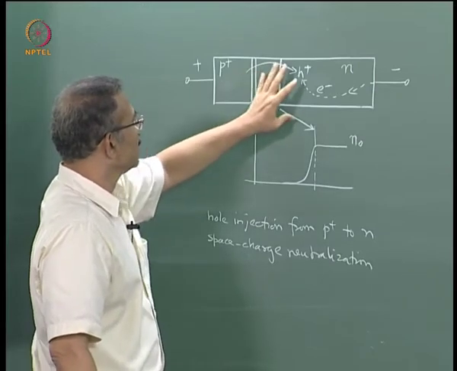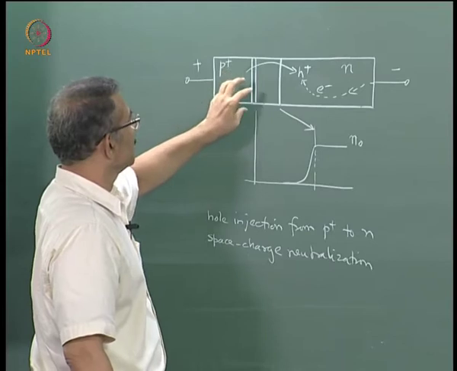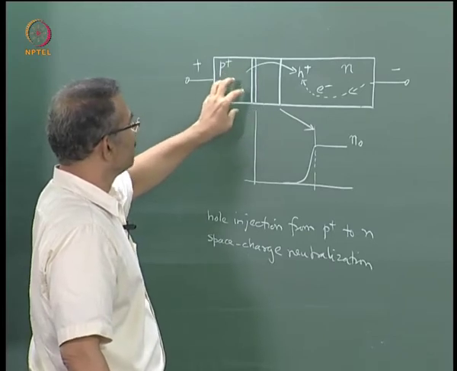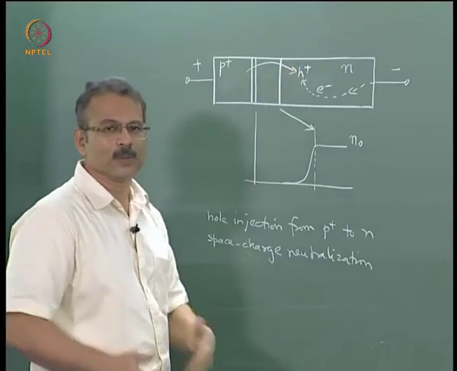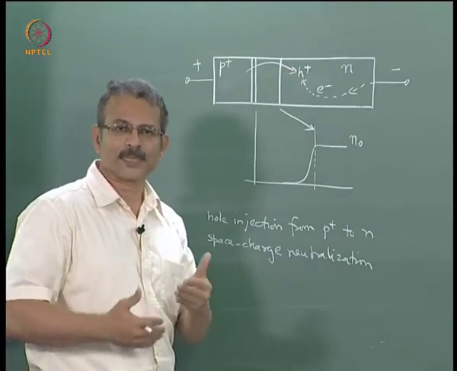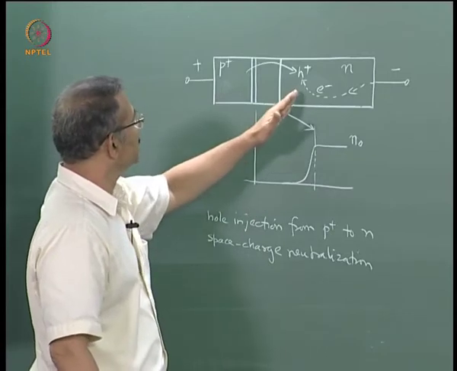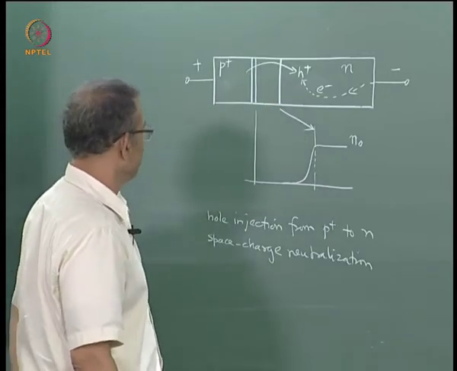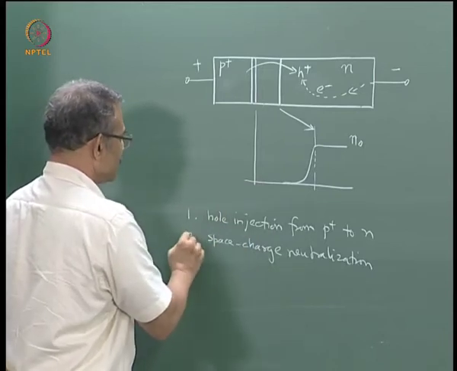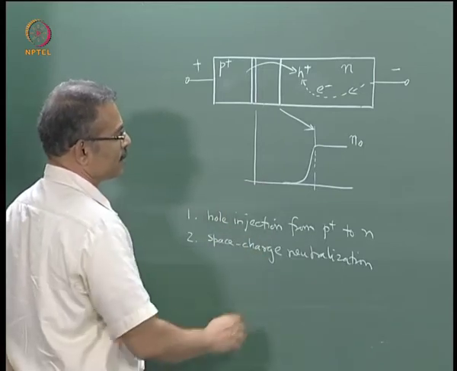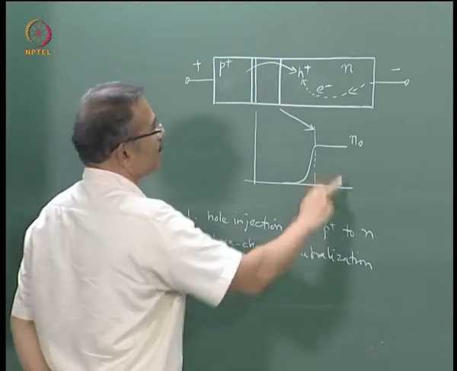We are not talking much about it because you know that the electron injection in a p plus region is really very small. So let us look at just one aspect, and we can also then extend this explanation to injection of electrons from n to p. So the first stage is hole injection from p to n. The second stage is space charge neutralization, by drawing in electrons.